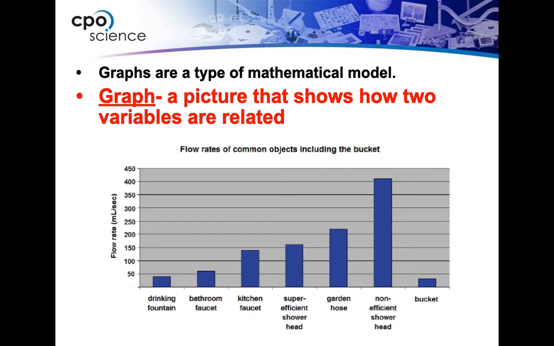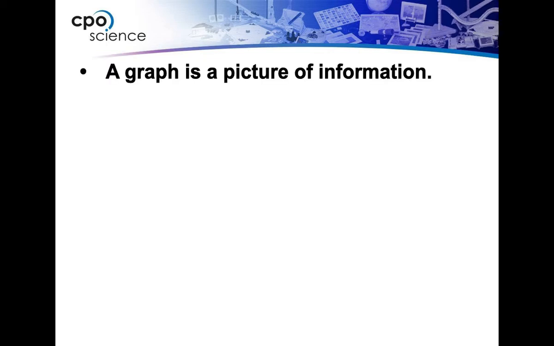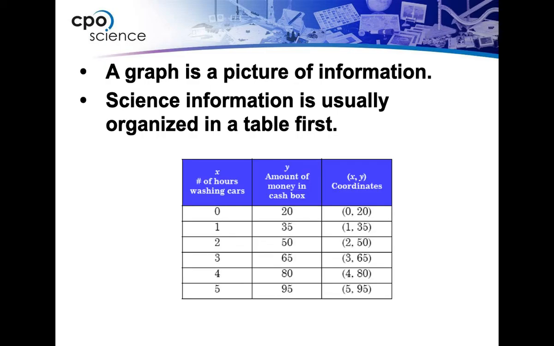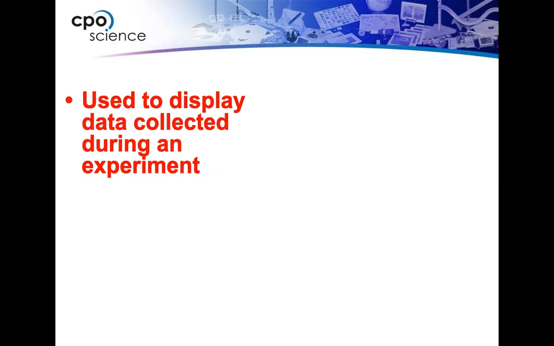But clearly, just by looking at this graph, I can see the two things that are related to each other. It's a different object and then the flow rate. What's the amount of water that's coming out of it? The picture here shows me essentially what the data is that we collected. It's a lot easier to look at than a data table. So a graph is really just a picture of information. We take that information from our data table that we use in our lab, and now we're going to take that information and make a graph with it.